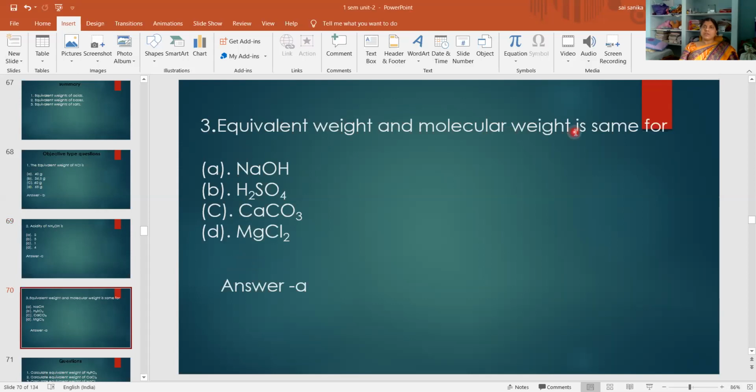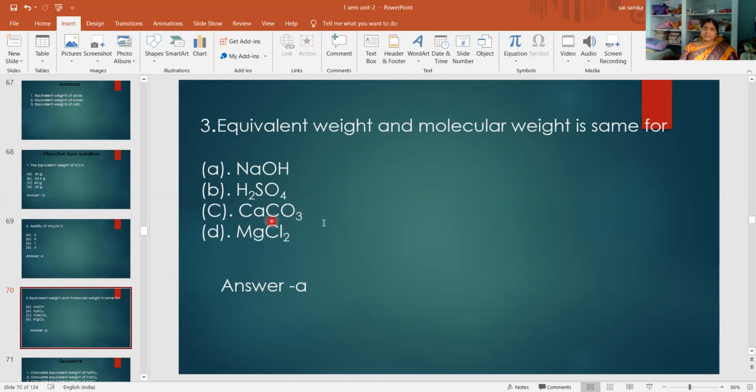Next: equivalent weight and molecular weight are the same for which molecule? As I already told, which type of molecules will have the same equivalent and molecular weight? When the acidity is 1, or the basicity is 1, or the charge is 1. Here some molecules are given: acid, salt and base. Leave the first one, NaOH, for now. Go to H2SO4. It splits as 2H plus and SO4 minus 2, so its basicity is 2. So it is not the answer.